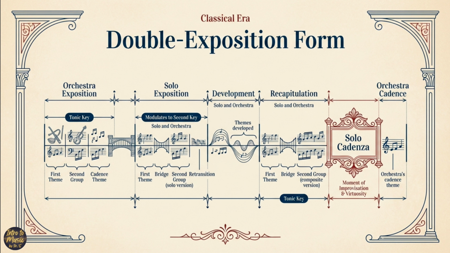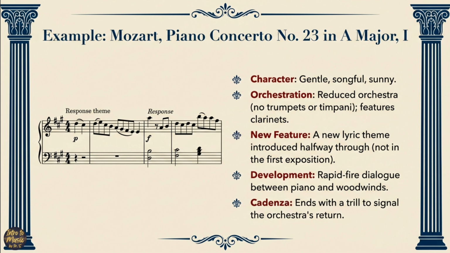A highlight of the concerto is the cadenza, a moment near the end where the orchestra stops and the soloist improvises to show off their skill. In Mozart's Piano Concerto No. 23, the mood is gentle and songful. Unique to this movement, Mozart introduces a brand new theme halfway through, which then becomes the focus of a dialogue between the piano and woodwinds in the development section.